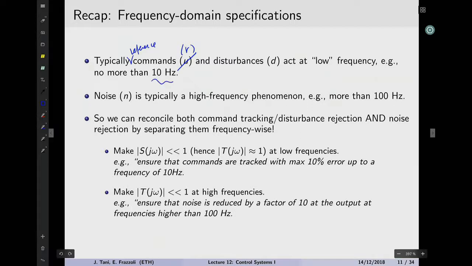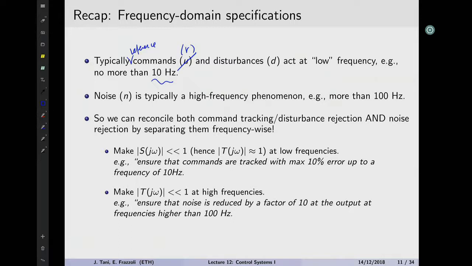And noises are typically something that have a much higher frequency content, like the measurement noise you find in electronics or things like this that are above 100 hertz. So the way the conundrum between trying to achieve all the different performances, although there's this constraint of the complementary sensitivity and the sensitivity function, is solved by doing a division in frequency. So we say, well, we want to satisfy the good disturbance rejection and good tracking at relatively low frequencies, because that's where typically these signals come out.